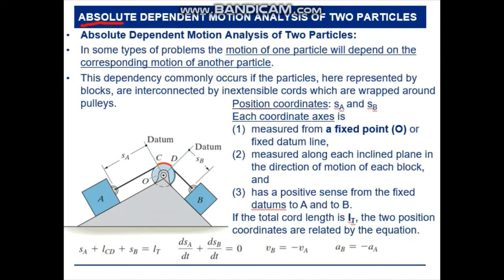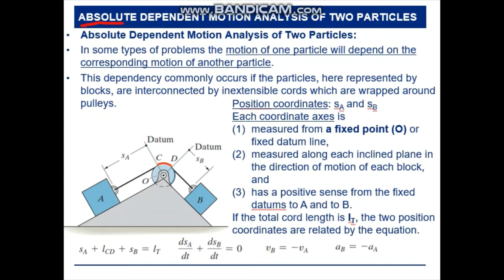This dependency commonly occurs if the particles, here represented by blocks, are interconnected by inextensible cords which are wrapped around pulleys. So this is the pulley, and this is the inextensible cord, which is not going to be extended, and we will not do elasticity of this cord. It is just going to be rigid. So how much we pull B or how much we pull A is going to be reflected to the other block.